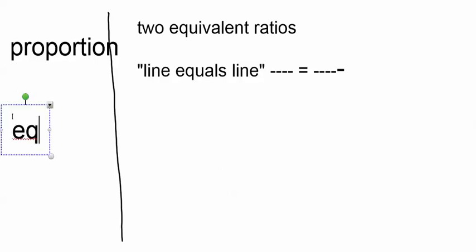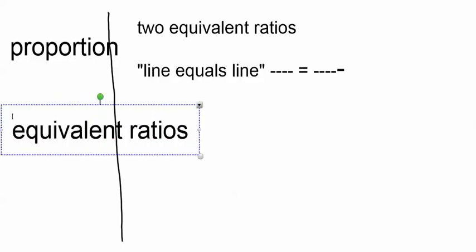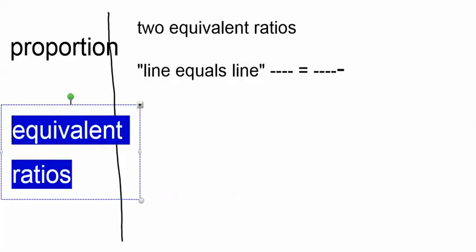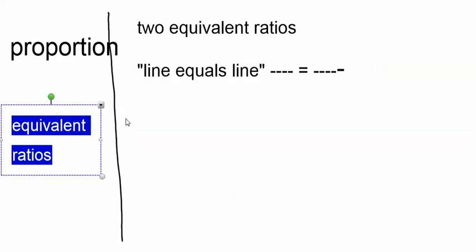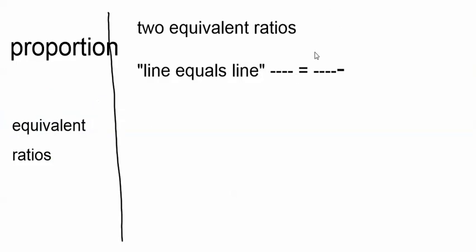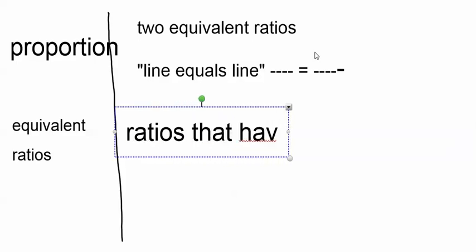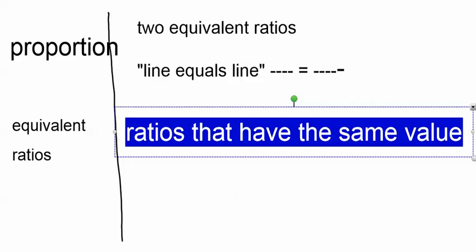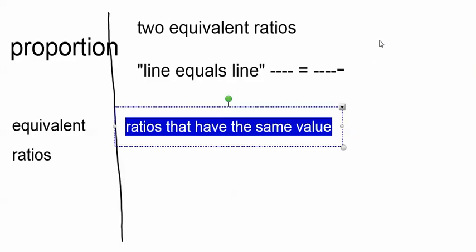The next thing we talked about was equivalent ratios. They are ratios that have the same value. That means if you were to simplify a ratio, it would end up with the same simplified form as the other ratio. So we will do a quick example of that. Ratios that have the same value.